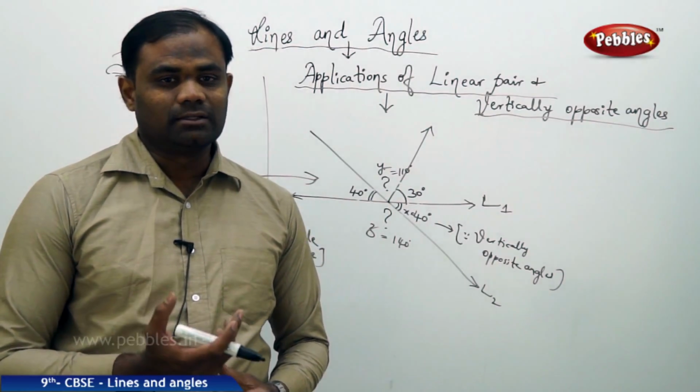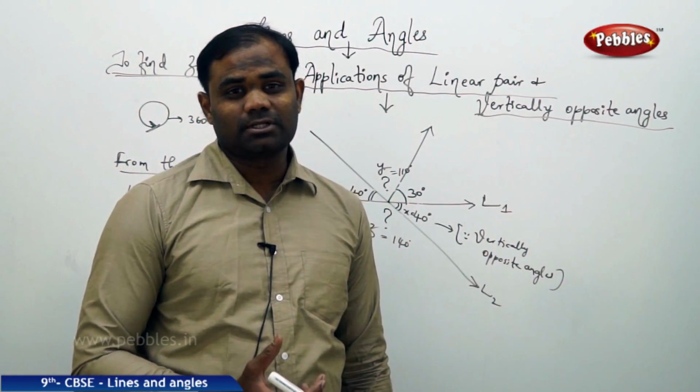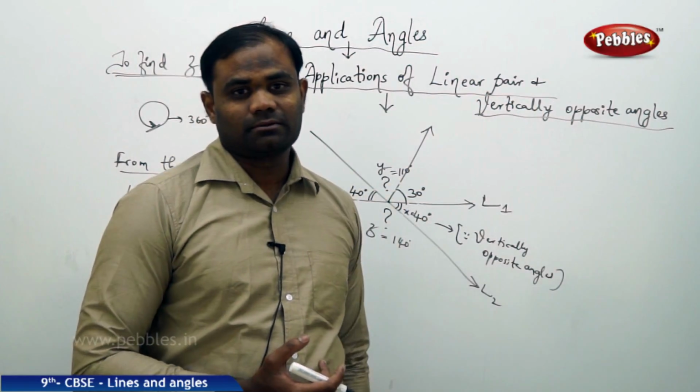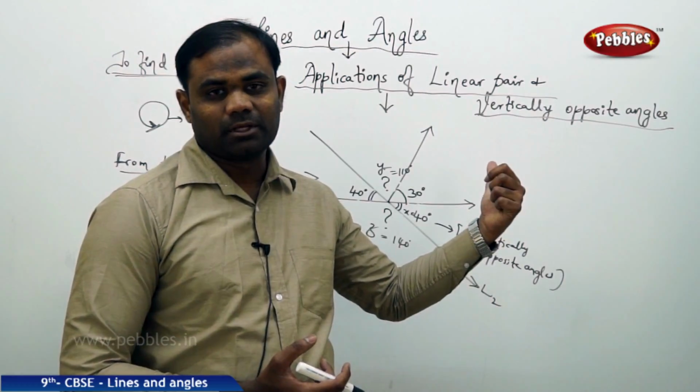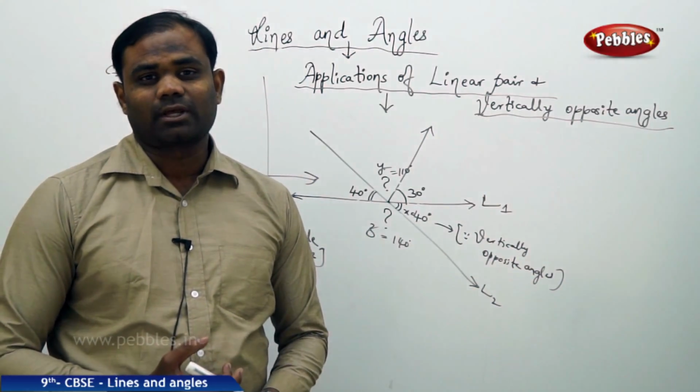Given the angles, we can find the adjacent or the vertically opposite angles using the properties as learnt in the previous session. Real life applications of linear pair and vertically opposite angles.